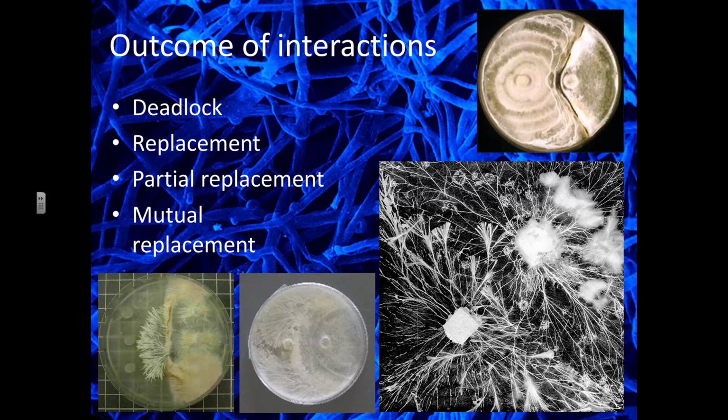Well, you will have gathered from what I've said so far that there are different outcomes to these battles. Sometimes there's deadlock or a draw when neither fungus gains any extra territory. Sometimes one fungus will replace another. Sometimes a fungus will start to replace an opponent, but suddenly it stops. Whether it runs out of steam or whether that other opponent has suddenly been able to turn on some defensive machinery, we don't know yet. Also, there's this strange situation which sometimes occurs called mutual replacement, where fungus A replaces fungus B in one region and fungus B replaces fungus A elsewhere.